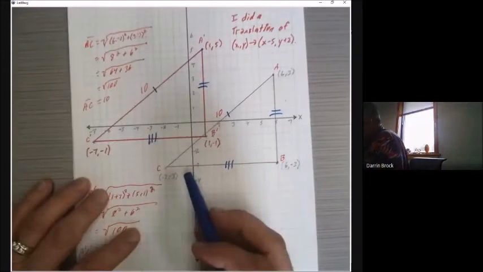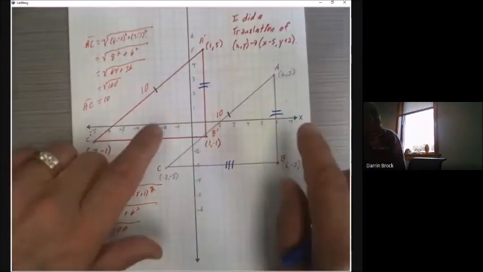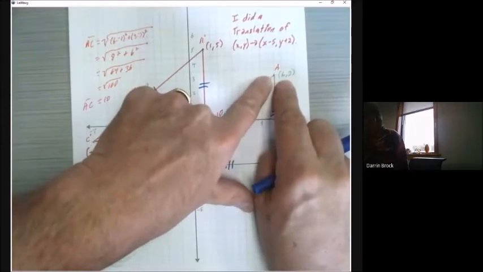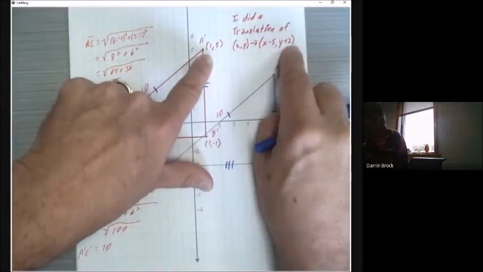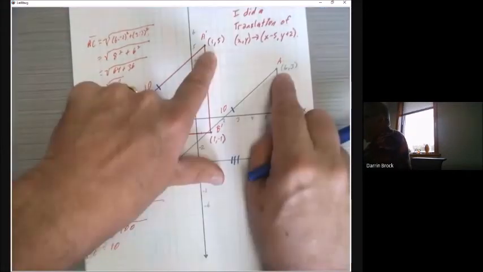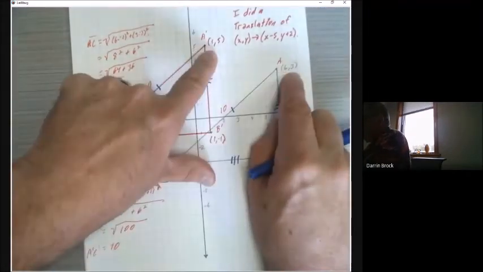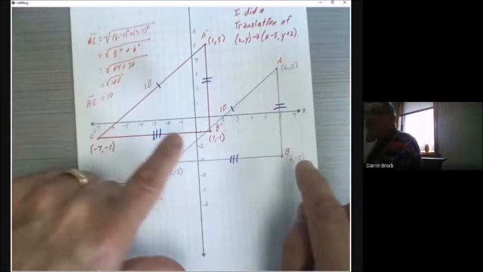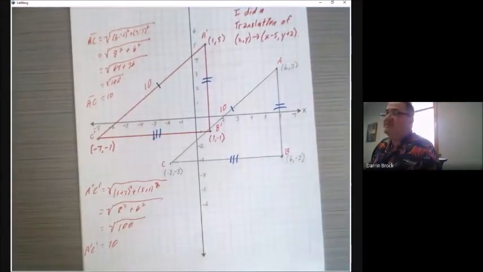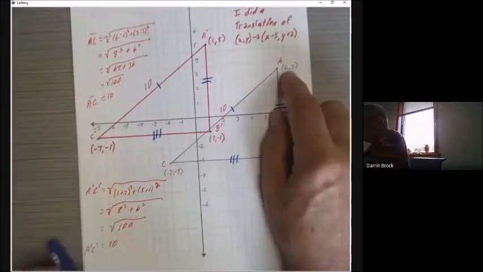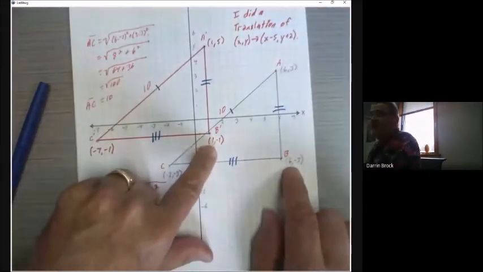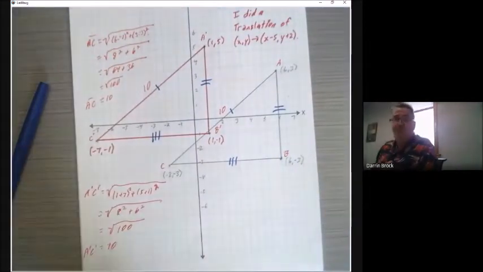So I would write that 6,3 moved to 1,5 because when I subtracted 5 from the x and added 2 to the y, 6 minus 5 is 1, 3 plus 2 is 5, and the other points worked in the same fashion. You don't necessarily have to show every one. The first one worked, and as long as it's true for the other ones, I can say I used the same process on the other 2 points.